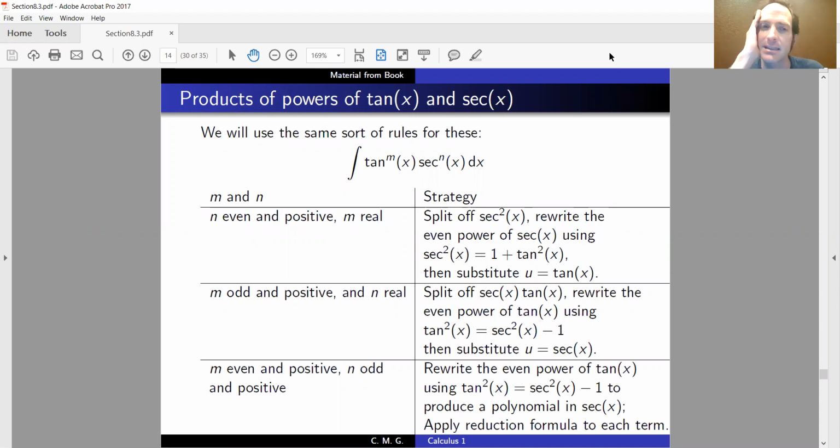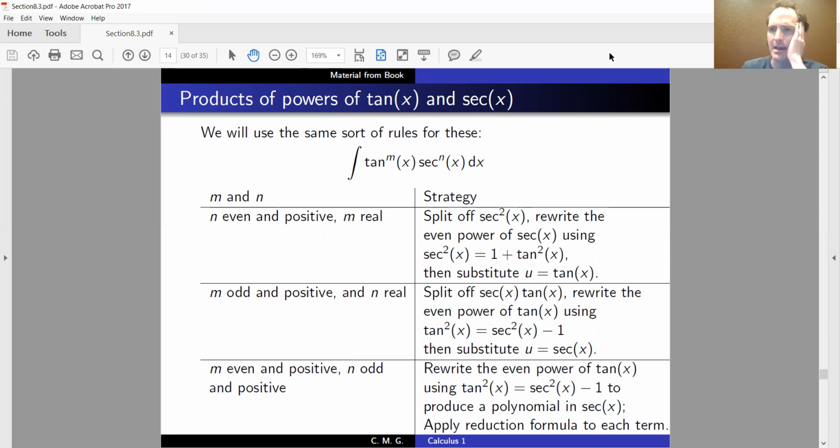So what I'm going to do next is I'm going to say, what about products of secant and tangent? So we're going to use the same types of rules for products of tangent and secant. Again, it depends on the parity of m and n. Are they even? Are they odd? If n is even and positive, then what I've got is some power of secant squared. Now that secant squared, I'm going to peel off a secant squared and then rewrite that even power of secant using the Pythagorean identity for secant, which is secant squared is 1 plus tangent squared.